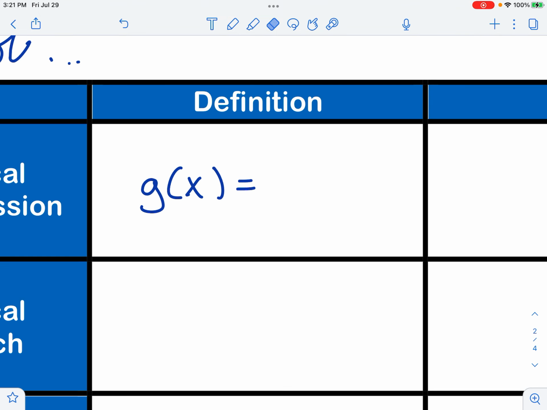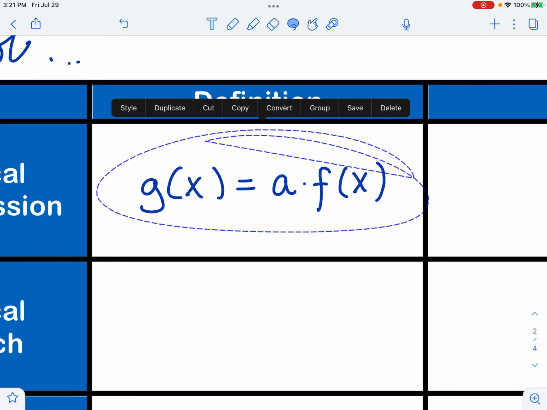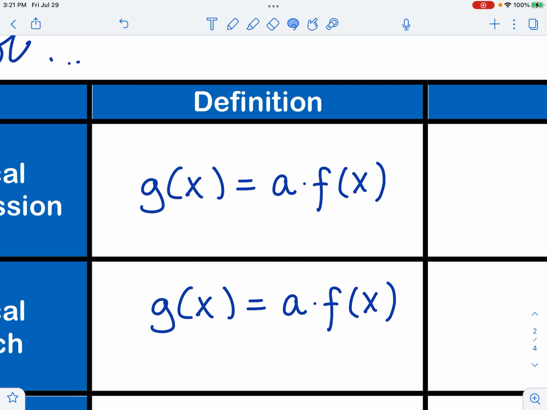So we're going to use the letter A for whatever that number is in front of your parent, and then you will have times, the dot won't be there, it'll just imply whatever your function is, okay? Now, for a vertical compression and a vertical stretch, so I'm going to duplicate this. That's exactly the same. Now, how do we know which one it is? Okay, so what you're going to do is you're going to look at that A value.